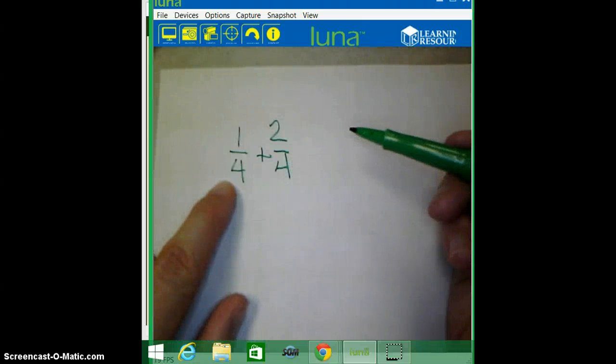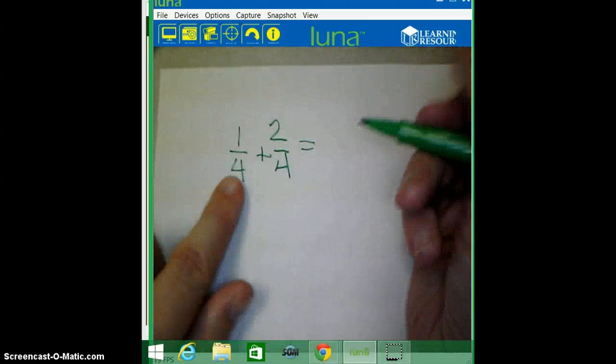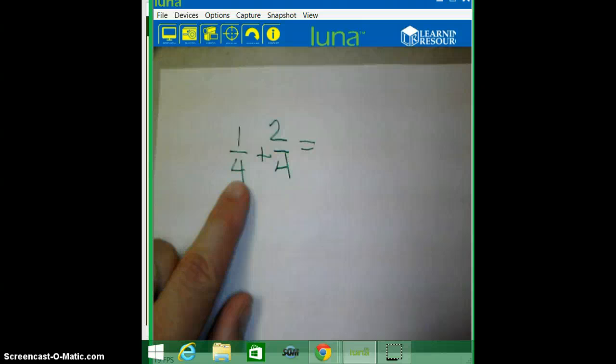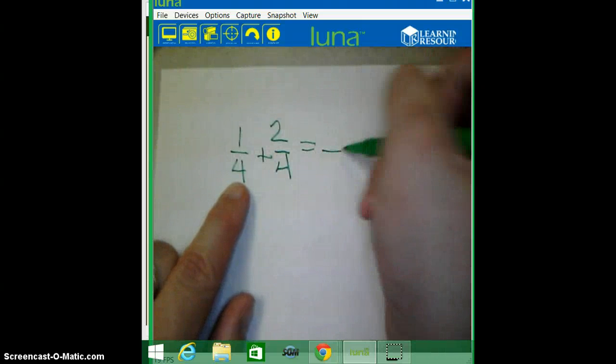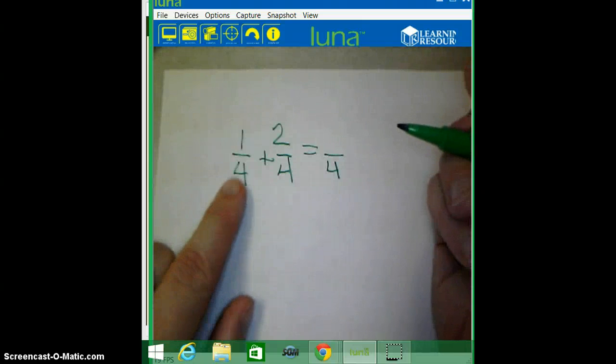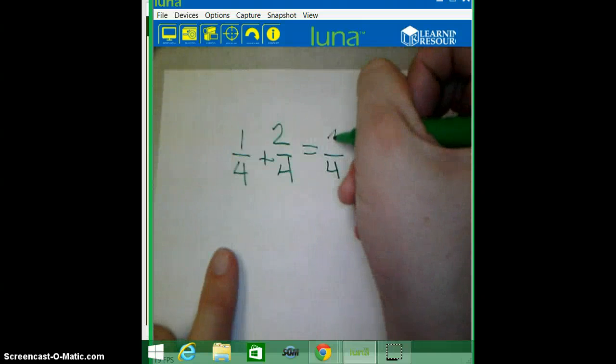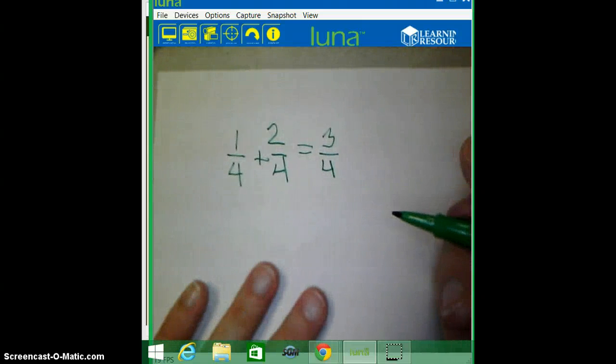All right, so the thing that you have to know about adding fractions that have the same denominator is that you have to leave the denominator the same, so it's going to stay the same. That's pretty simple. And all you have to do is add the top numbers. So 1 plus 2 is equal to 3. And now you've got 3/4.